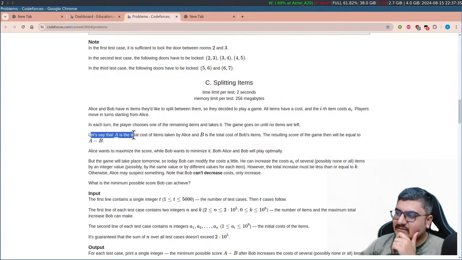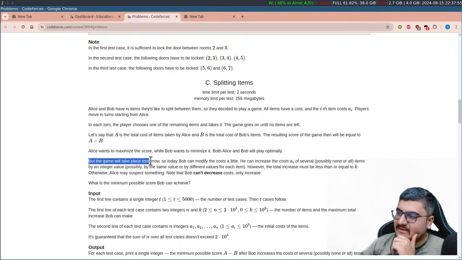Let's say A is the total cost of items taken by Alice and B is the total cost of items taken by Bob. The resulting score of the game will be equal to A minus B. Alice wants to maximize the score while Bob wants to minimize it. Both Alice and Bob will play optimally.